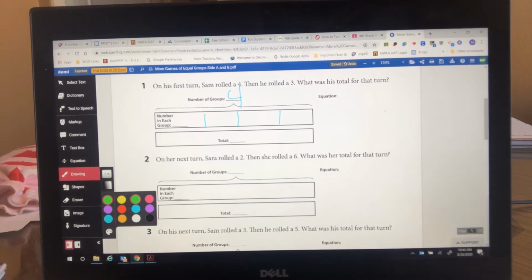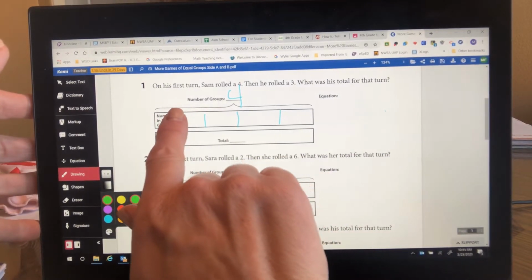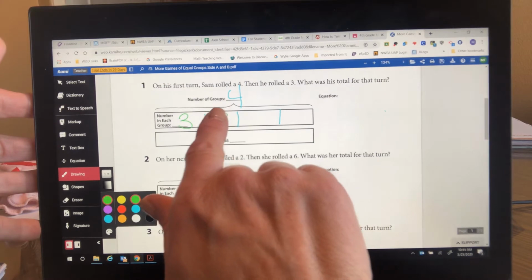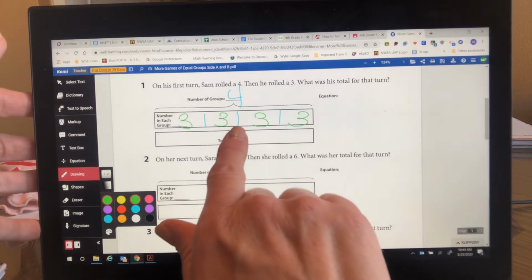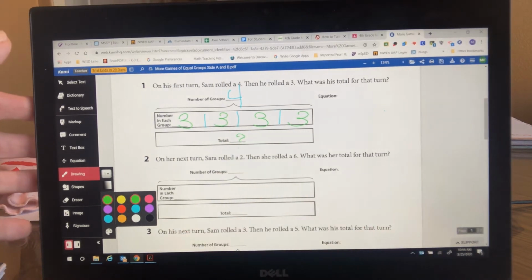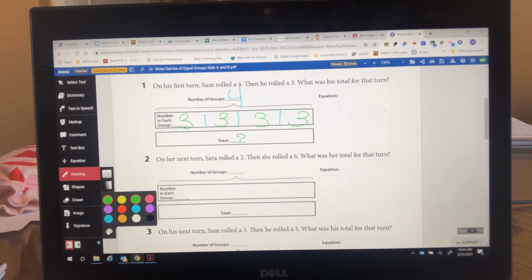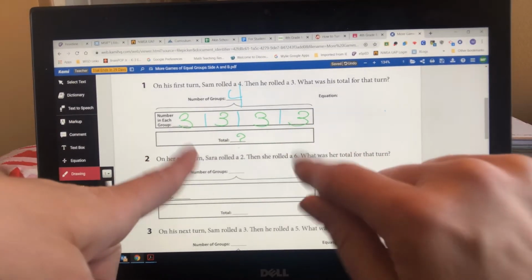All right, I'm going to switch colors because it says, then he rolled a 3. And remember, the second roll is how many there are in each group. So we're going to put a 3 in each group. And we are looking for the total. Remember, boys and girls, the only time I multiply, or add for that matter, is when I'm looking for the total. But because we're working in multiplication and division, we're going to multiply in this instance. So I've got 4 groups.